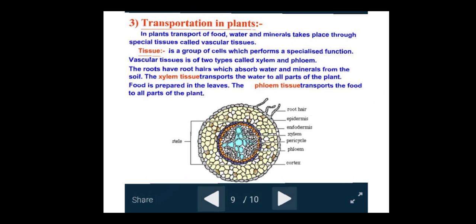The roots have root hairs which absorb water and minerals from the soil. Xylem tissues transport the water to all parts of the plant, and the food is prepared in the leaf, and the phloem tissues transfer the food to all parts of the plant. So how does transportation occur in the plant? We have learned how transportation occurs in the human being. Now we learn how the transportation occurs in the plant.